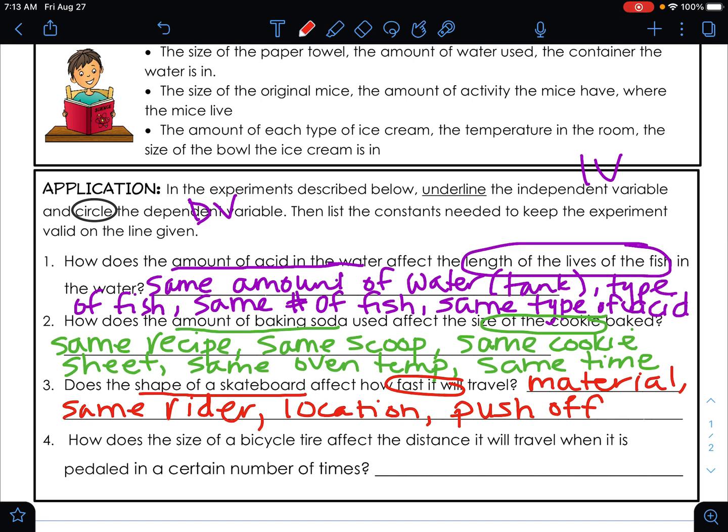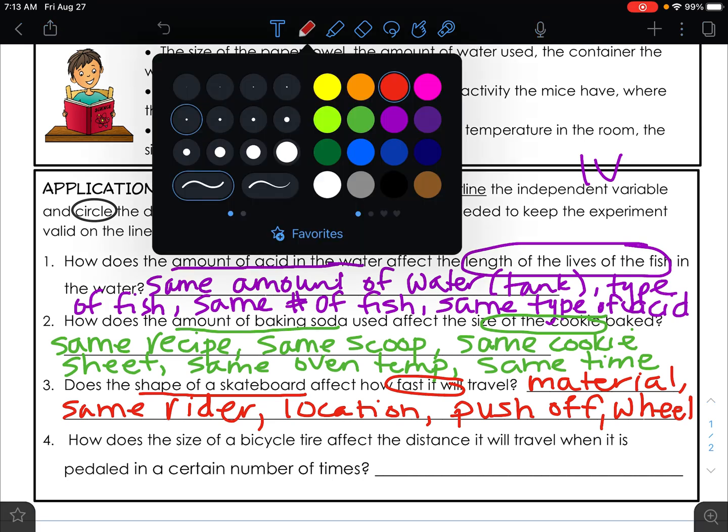All right, so everything's the same. Everything about this experiment is the same. The same rider, the same location, the same technique, the same material that the skateboard is. The only thing that they're changing is, all right, what is the shape of that skateboard? Okay, so we have to have the same wheels. So all the mechanisms with that skateboard, and I don't know anything about skateboards, but the wheels and the bearings and that type of thing, that also has to be the exact same thing. The only thing that's changed is the shape.